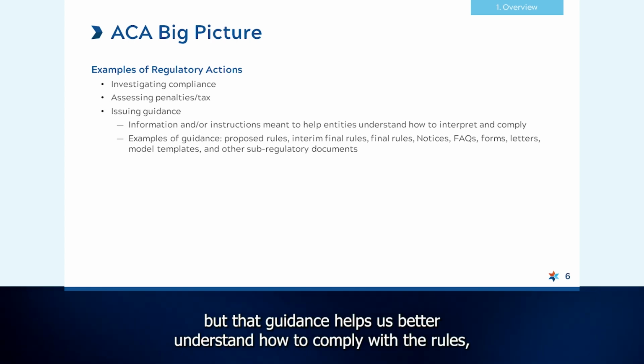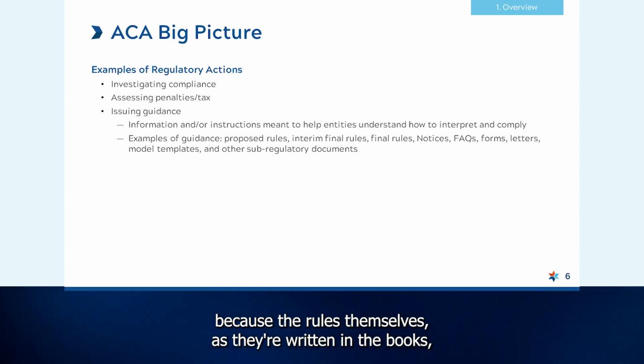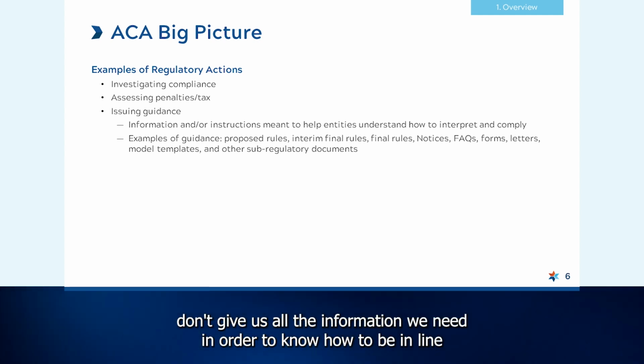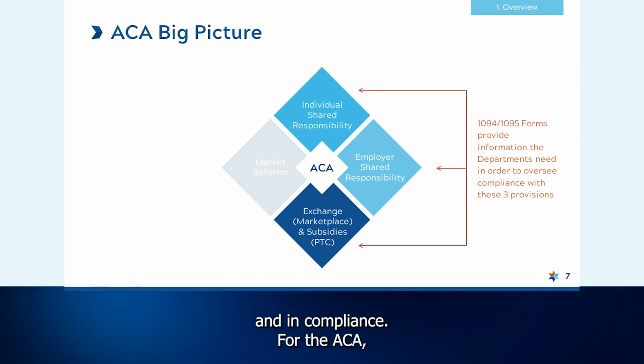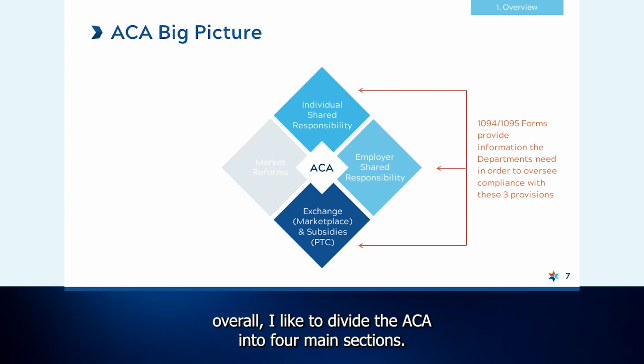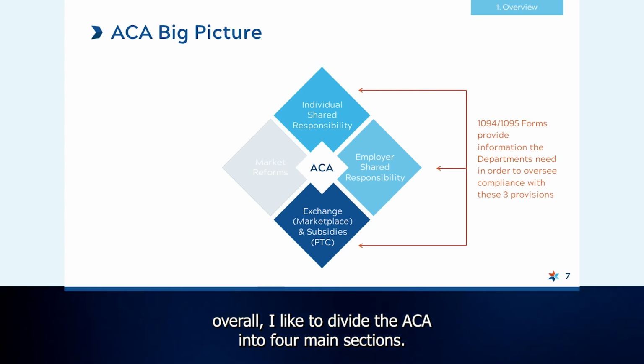That guidance helps us better understand how to comply with the rules, because the rules themselves, as they're written in the books, don't give us all the information we need in order to know how to be in line and in compliance. For the ACA overall, I like to divide the ACA into 4 main sections.